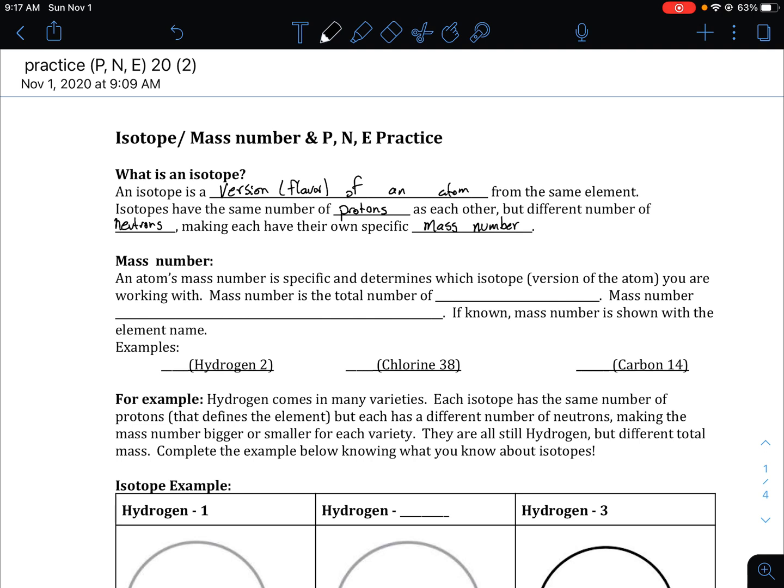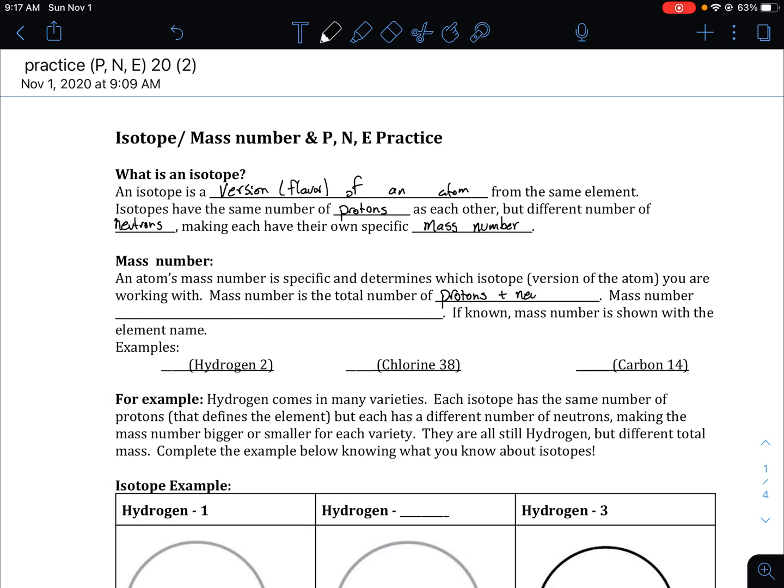So, if you remember from the PhET activity, there was that mass column on the right, and the only two particles that actually changed the mass were the proton and the neutron. And that mass that you got over there is what we call the mass number. So an atom's mass number is specific and determines which isotope or which flavor or version of the atom you are working with.